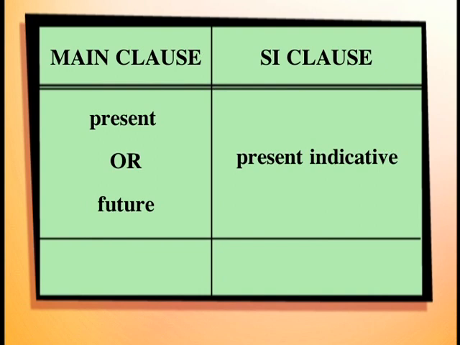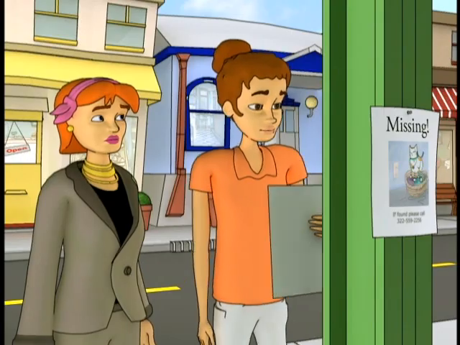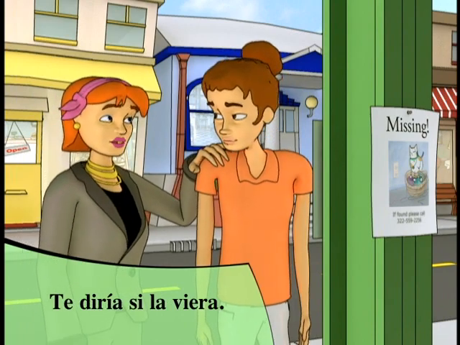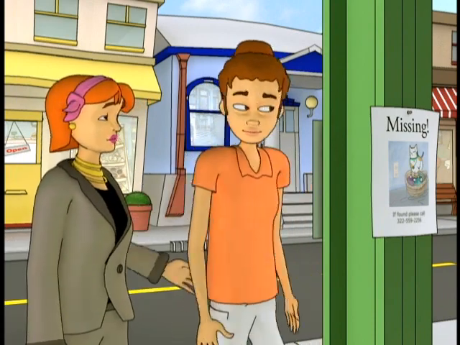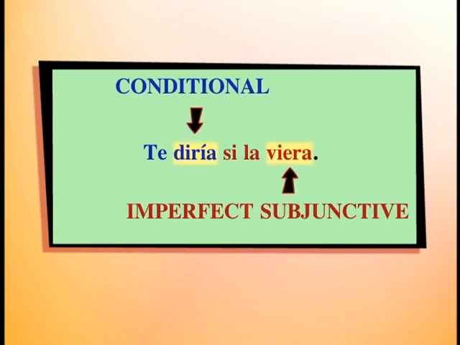If the main clause is in the conditional, the si clause takes the imperfect subjunctive. Te diría si la viera. Magdalena would certainly tell Isabel if she saw Pepita. She loves cats. The conditional tense in the main clause means we use the imperfect subjunctive in the si clause.